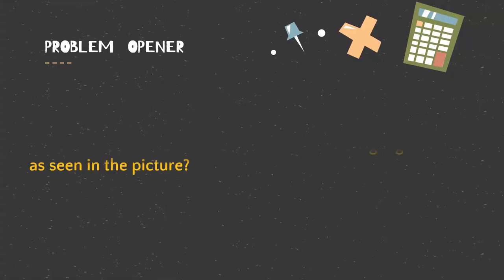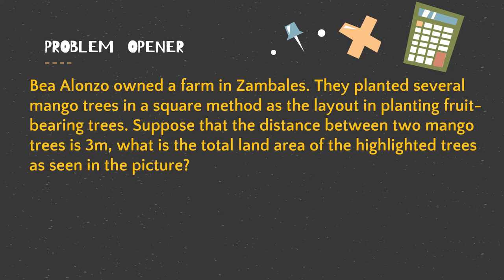Let's have a problem. Bea Alonso owned a farm in Zambales. They planted several mango trees in a square method as the layout in planting fruit-bearing trees. Suppose that the distance between two mango trees is 3 meters. What is the total land area of the highlighted trees as seen in the picture?